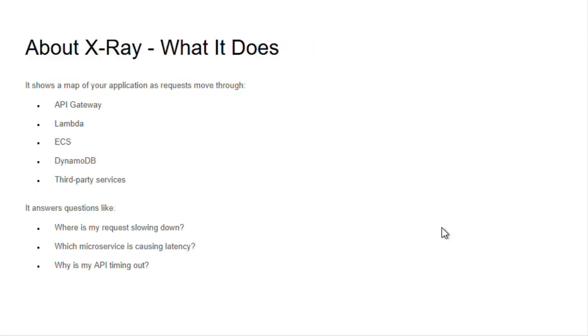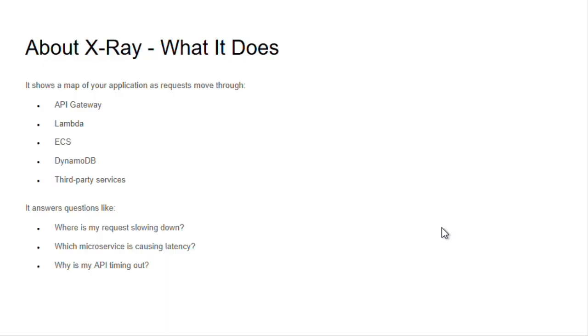Now, let's discuss AWS X-Ray. AWS X-Ray helps developers trace requests through microservices. It shows a map of your applications as requests move through API Gateway, Lambda, EC2, DynamoDB, and third-party services. It answers questions like, where is my request slowing down? Which microservice is causing latency? Why is my API timing out?